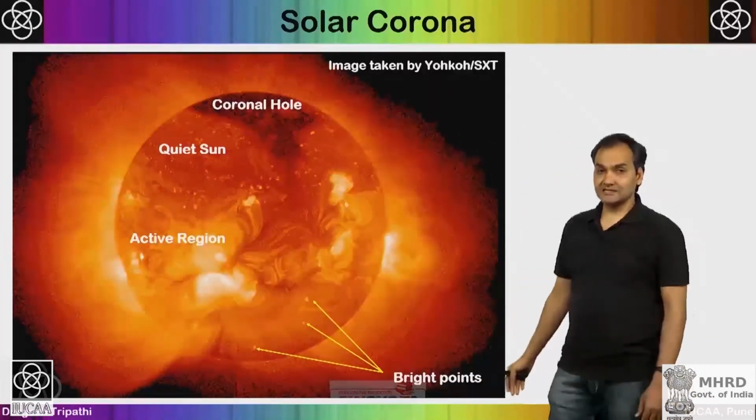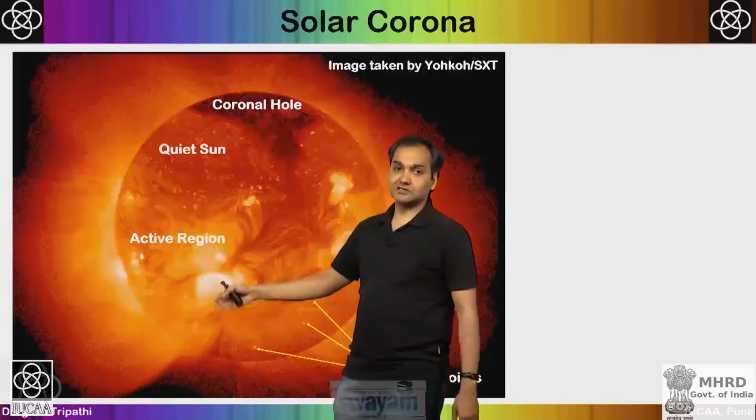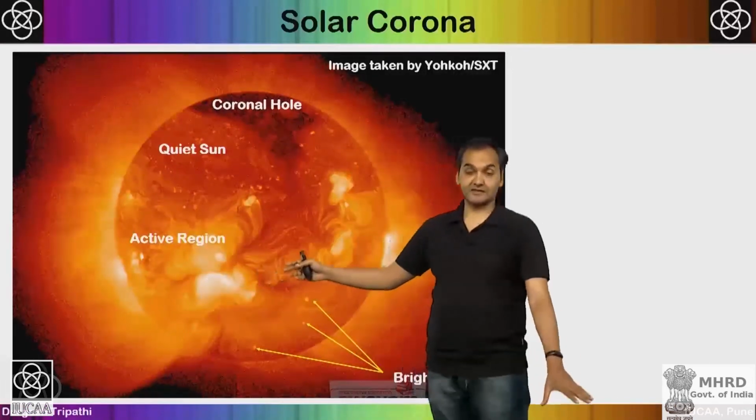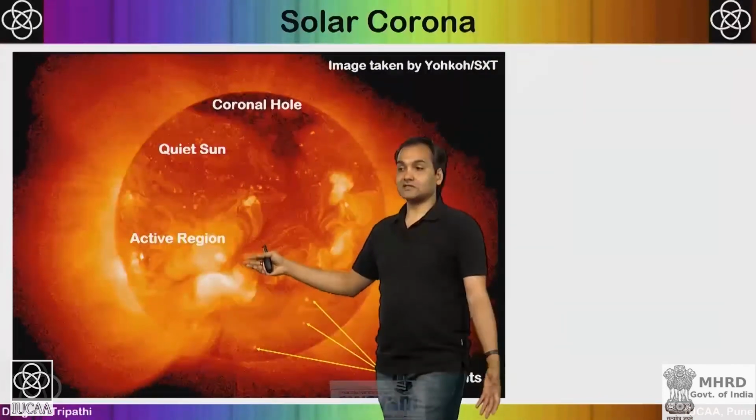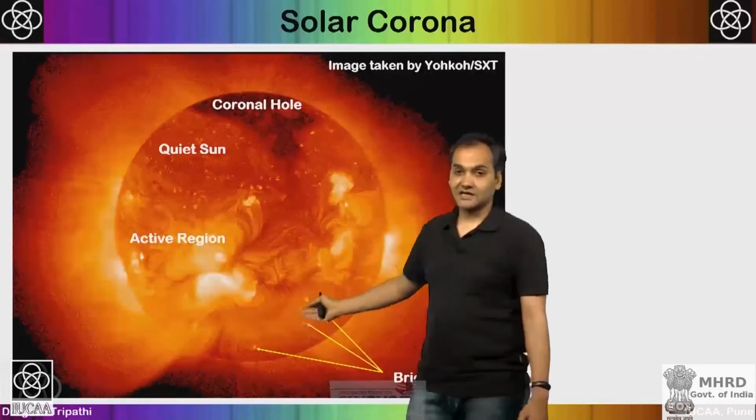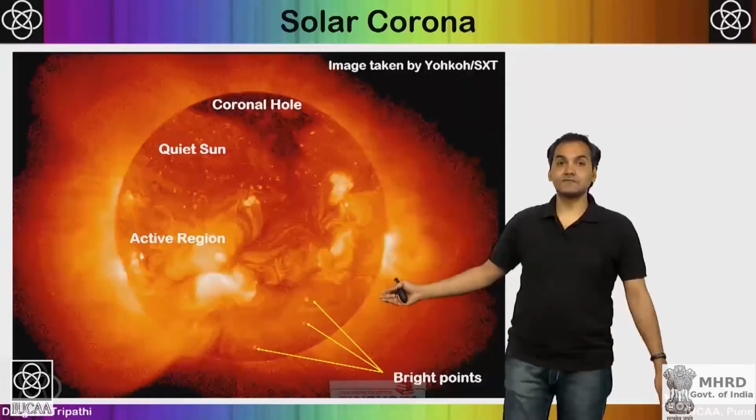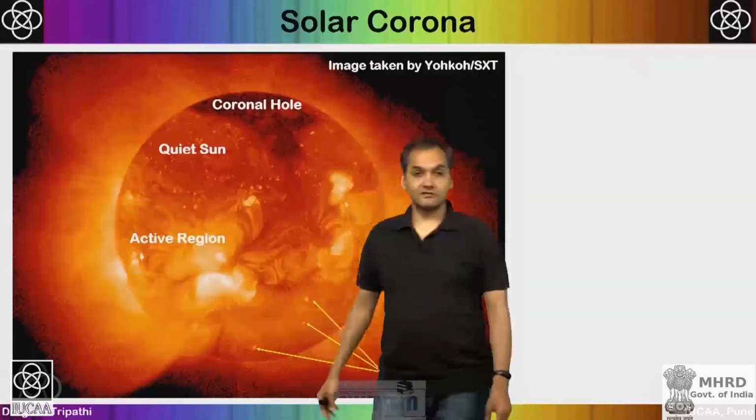Now, we find that the active regions are very nicely correlated with the locations of the sunspots that you find on the surface of the sun. Each of these evolves on various time scales. The active region can remain for months, whereas bright points have lifetimes from a few minutes to hours, and a coronal hole can also stay on the surface of the sun for about a rotation, which is about a month.